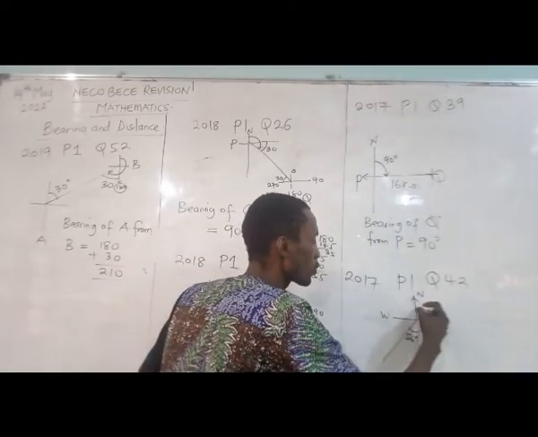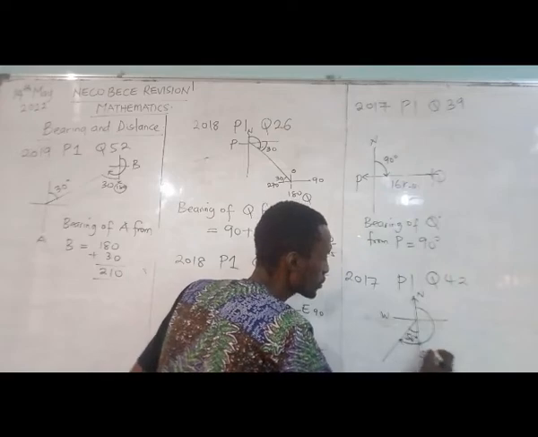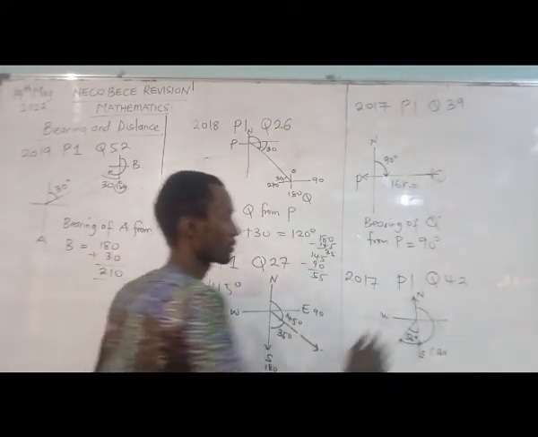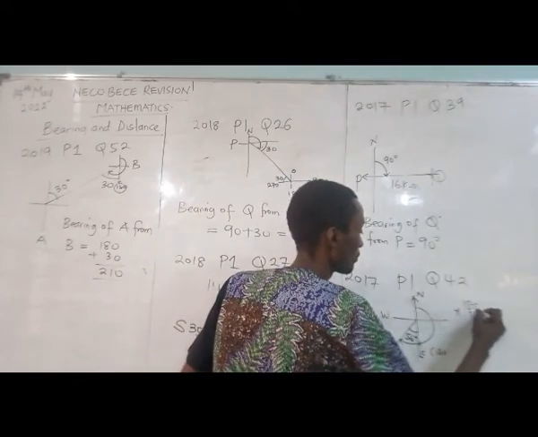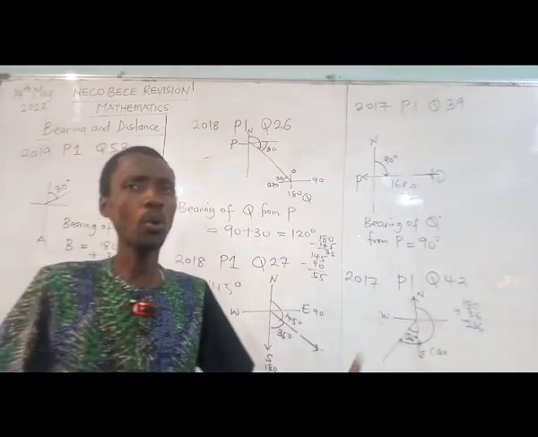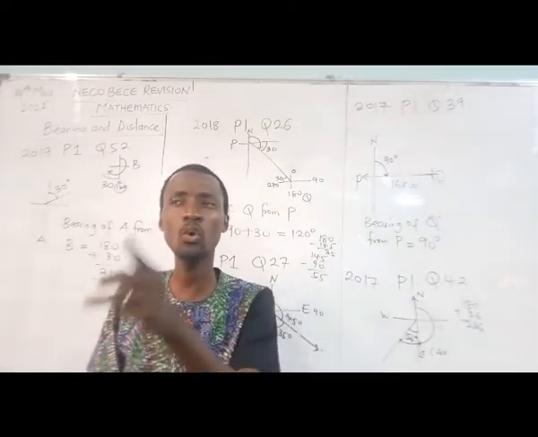So, we will read this way. To this point, we'll end here. To this point is what? 180 degrees. 180 plus 56 is 236. If you remember well, we had done one where we added 180 to 53.